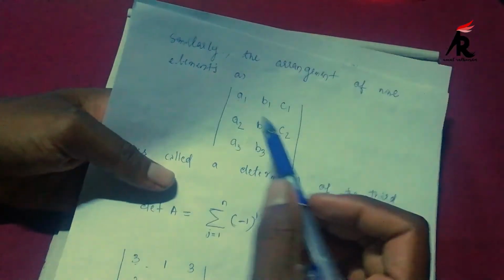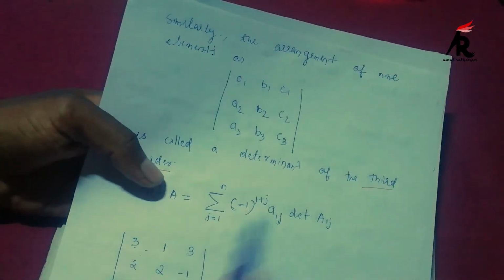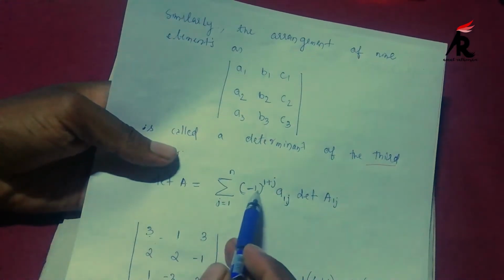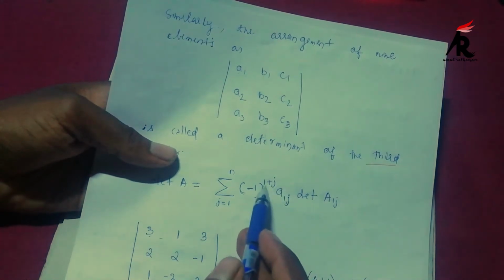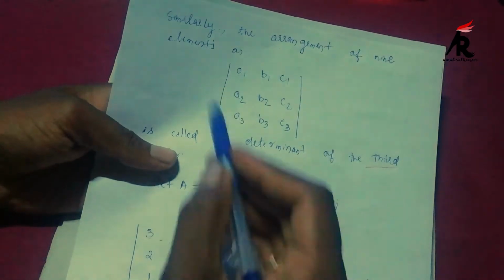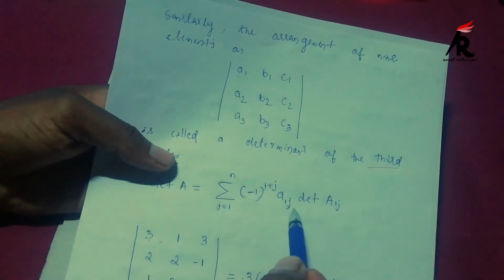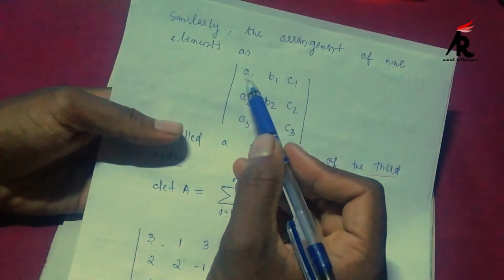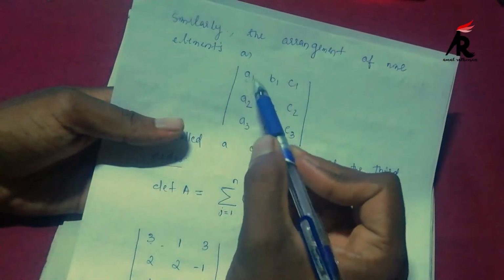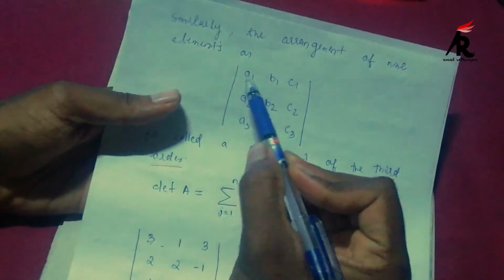Actually we are calculating the determinant based on the first row. So a1 will be constant there and j is changing. So we have sigma, j equal to 1 to n, of minus 1 raised to 1 plus j. This is not i plus j, it is 1 plus j. Then the element a1j, where j starts from 1 to n. So a11 here is a1, multiplied by the determinant of that minor.